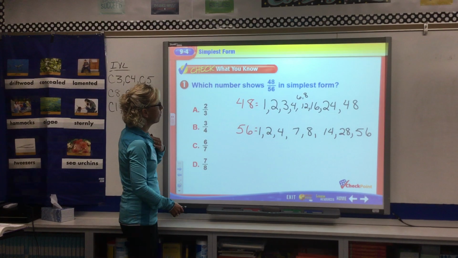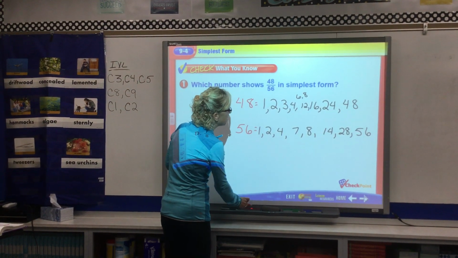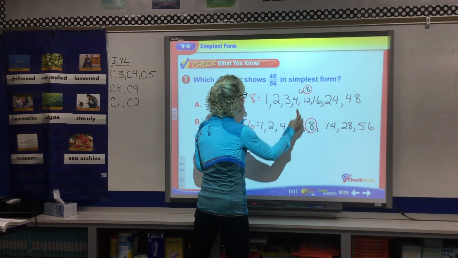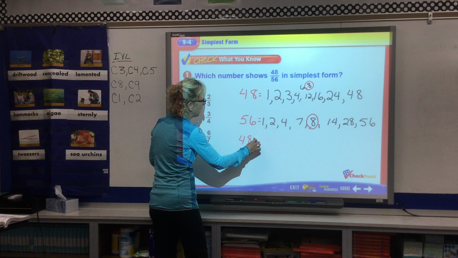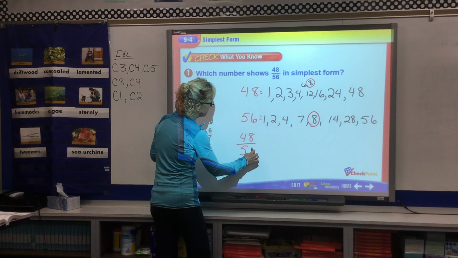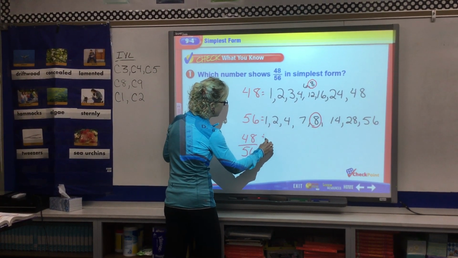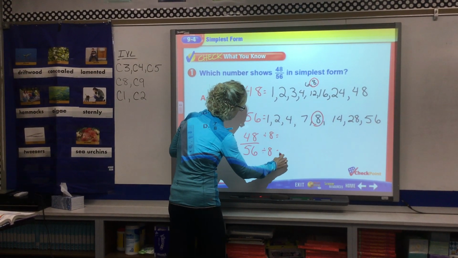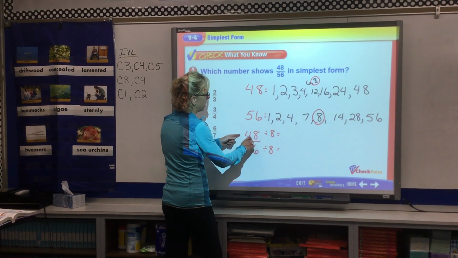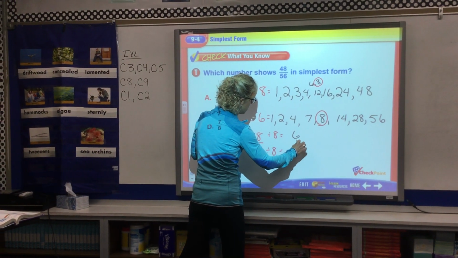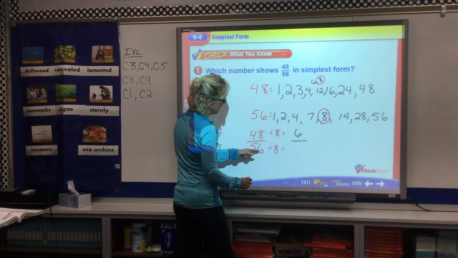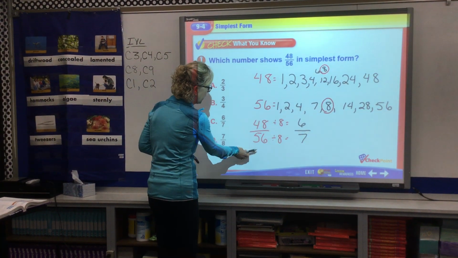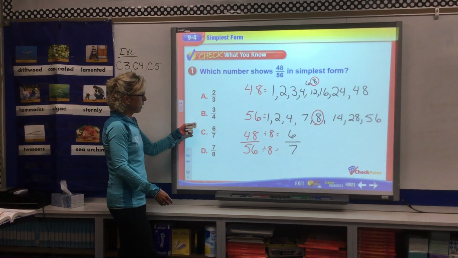So we're going to find the greatest common factor of the two. And as I look at that, I see 8 is my greatest common factor. So I'm going to divide 48 and 56 by 8. So I'm going to say 48 divided by 8, 56 divided by 8. And I know that 6 times 8 is 48, so this would be 6. And 56 divided by 8 is 7. So 6/7 is equivalent to 48/56, and that would be letter C.